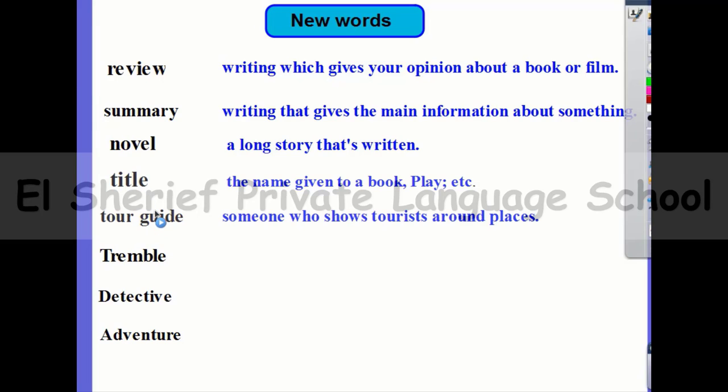Tour guide. Tour guide is someone who shows tourists around places. Tremble. Tremble is a verb. It means shake a little when you are afraid. For example, he was still trembling in fear.